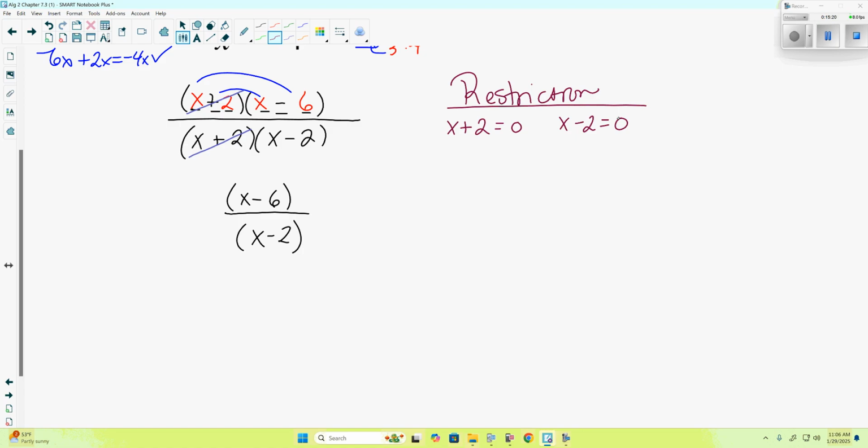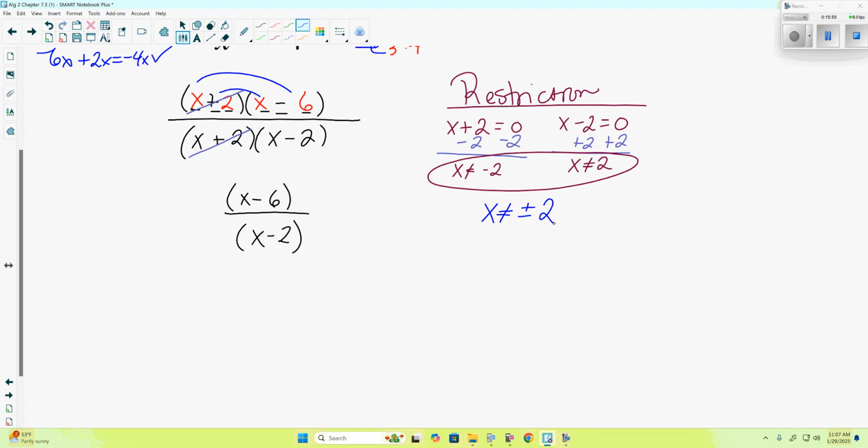Two things we have in the bottom of the fraction. x plus 2, solve for it. So it would be 0 when x is negative 2, so it can't be that. For x minus 2, when we solve it, x cannot be 2. So our restrictions here is that x cannot be negative 2 or 2. Now, yes, we could write this a little bit easier. We could say that x is not equal to positive or negative 2. And even on the last one, we can.